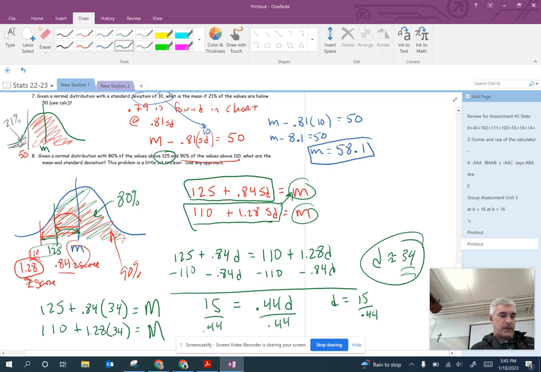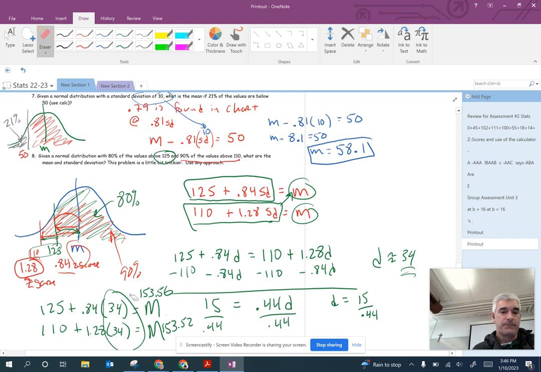And so when I do, it's clear here, 0.84 times 34, that's 28.56 plus 125, I get 153.56. Or, I'm going to clear this out, I'm going to do 1.28 times 34 is 43.52, and I'm going to add 110 to that, and I get 153.52. Why are they different? Well, because I rounded this. If I carried it farther, more decimal places, they'd be actually closer to each other. All right, hope that helps.